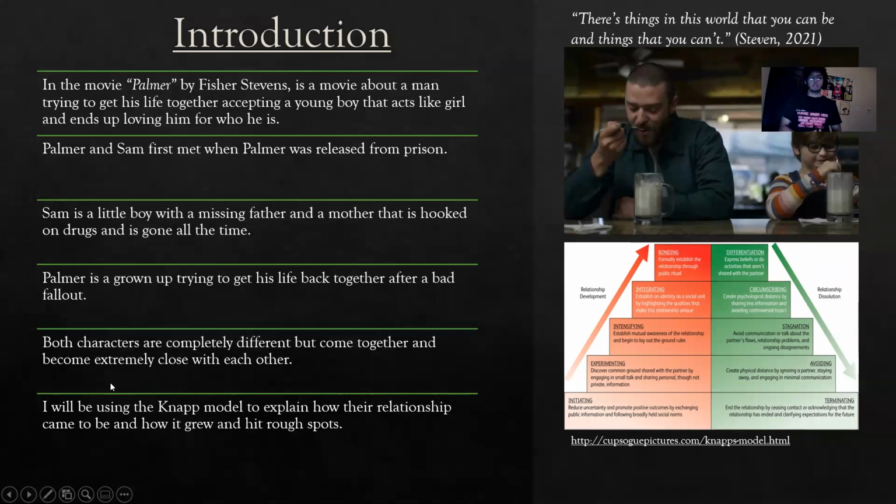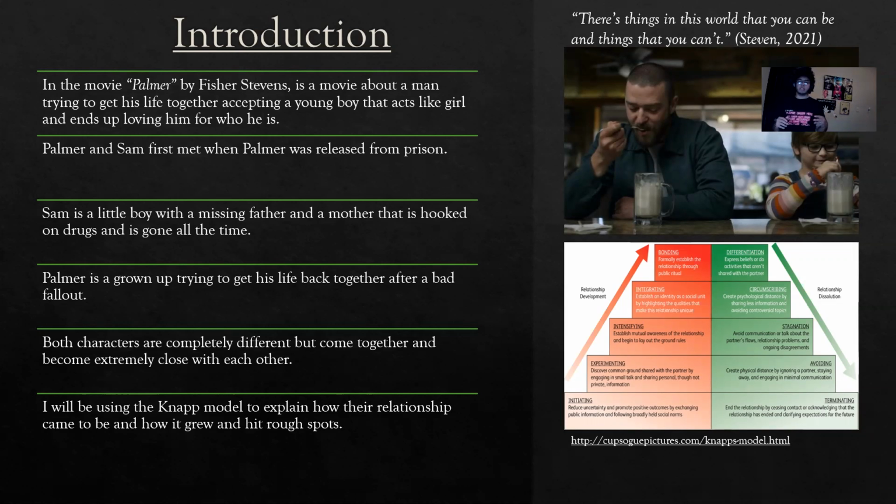Okay, so the introduction: the movie Palmer by Fisher Stevens is a movie about a man trying to get his life together, accepting a young boy that acts like a girl, and that Palmer ends up loving Sam for who he is. Palmer is Justin Timberlake in the movie, and Sam is a little boy, but they first met when Palmer was released from prison. He was caught up in drugs, and I will get into that a little later throughout the presentation.